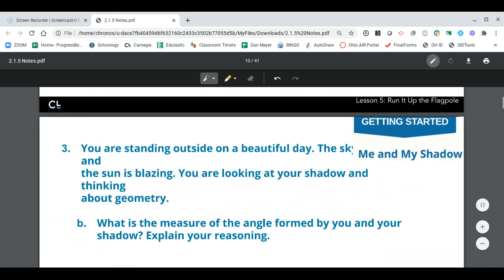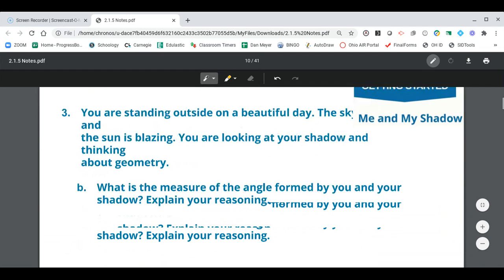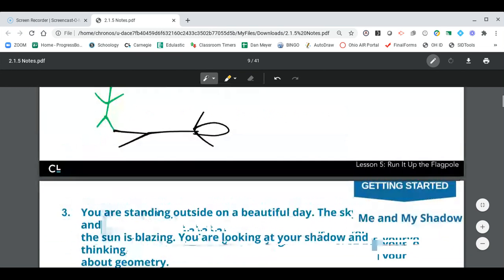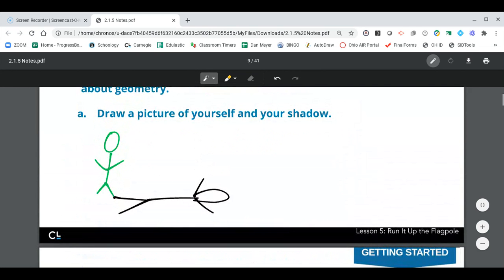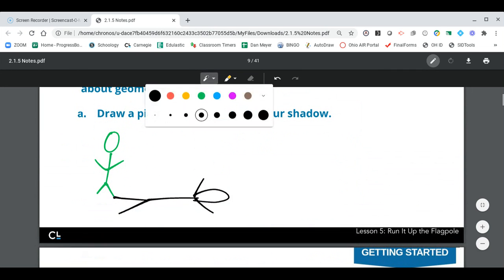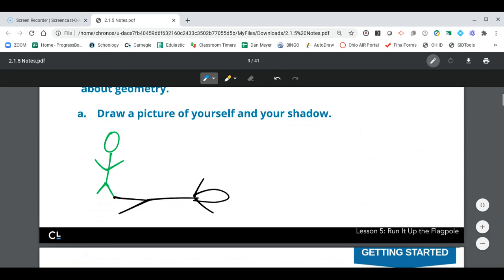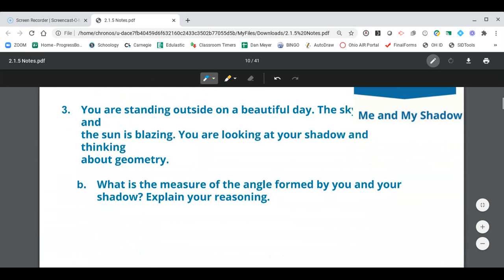Part B. What is the measure of the angle formed by you and your shadow? Explain your reasoning. So I'm going to scroll back up. So what's the angle between myself and my shadow if I use maybe blue so we can see this a little better? So if I'm standing perpendicular to the ground and my shadow is on the ground, it would only make sense that the angle formed between myself and my shadow would be 90 degrees. So 90 degrees, part B.